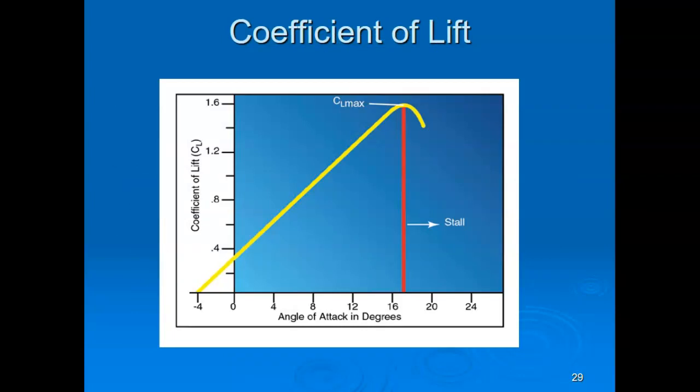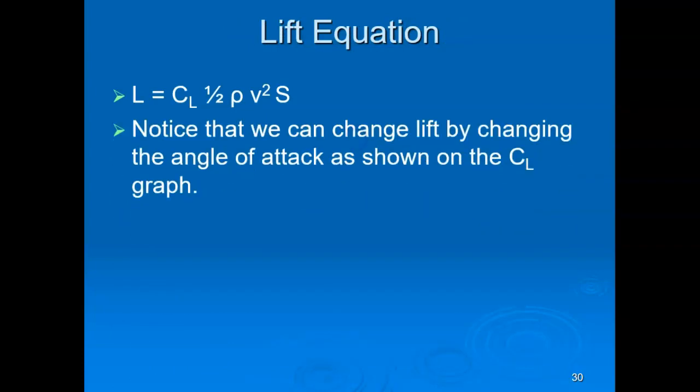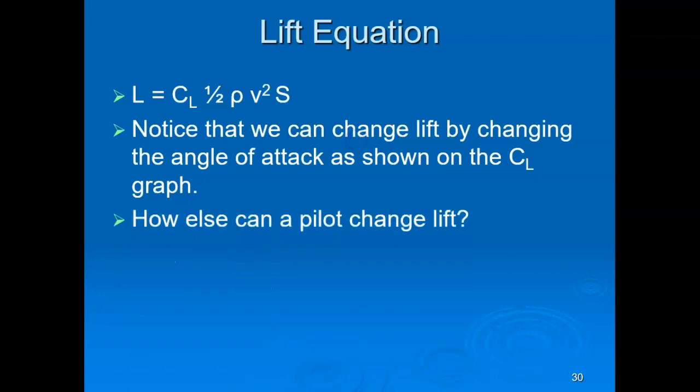So again, here is the coefficient of lift graph, and as you can see, as the angle of attack increases up to the critical angle of attack, the coefficient of lift increases. As the coefficient of lift increases, so does the amount of lift created by the airfoil. So notice in the lift equation that we can change lift by changing the angle of attack according to the coefficient of lift graph. How else can we change lift according to the lift equation?